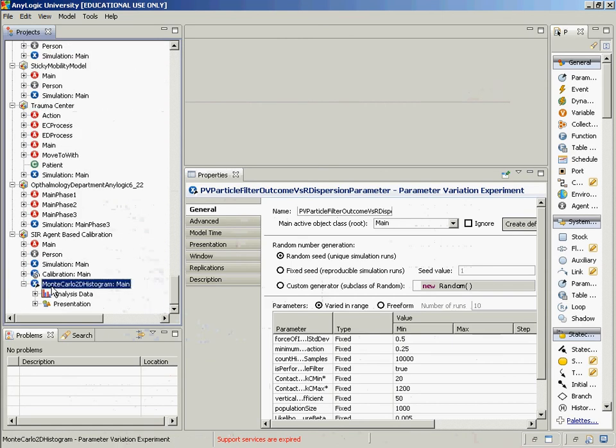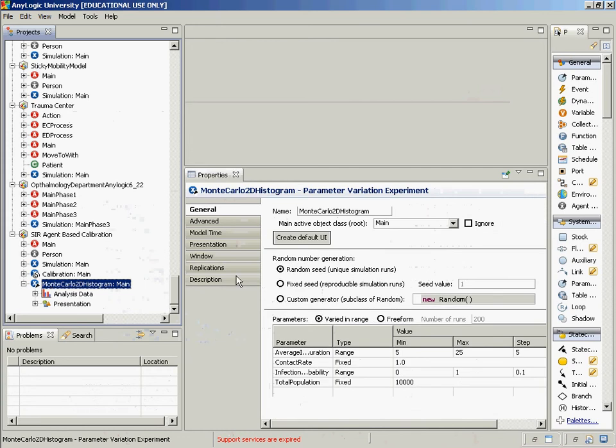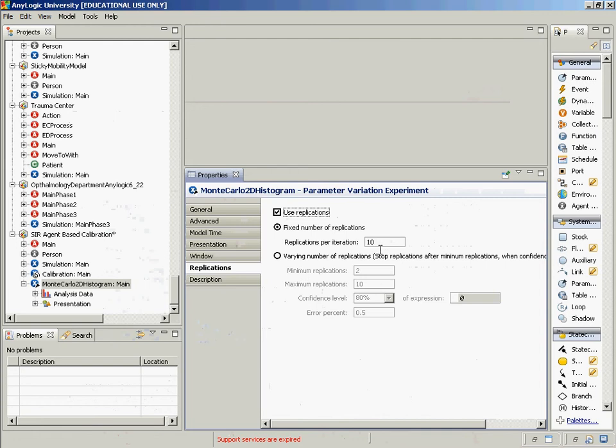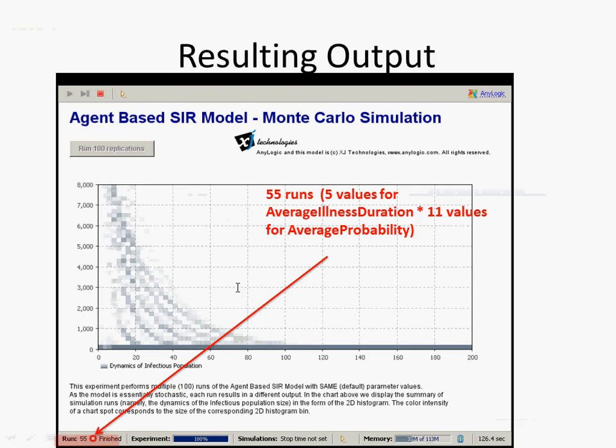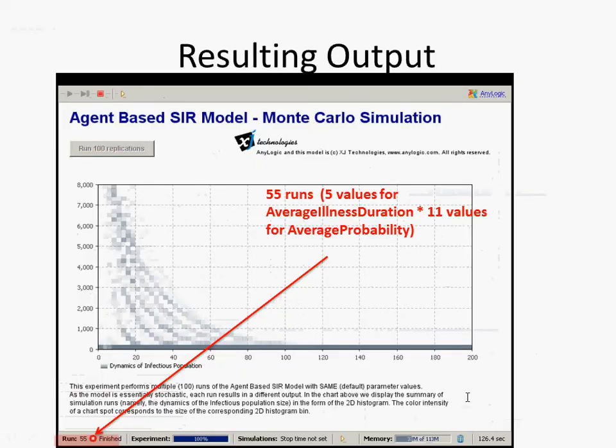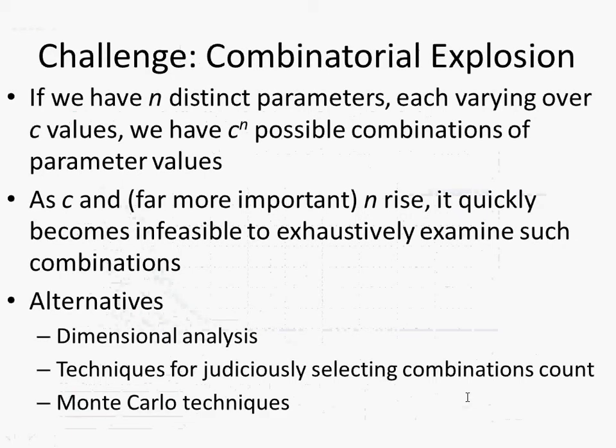Here we had this experiment, and we could indicate to use replications, and we could use, say, 10 replications or 10 realizations per iteration, where each iteration was going through and pairing up a specific value for average illness duration, a specific value for infection probability in this systematic grid-like fashion. Okay, are people comfortable with that? Okay, this is going to be relevant again to your problem set.